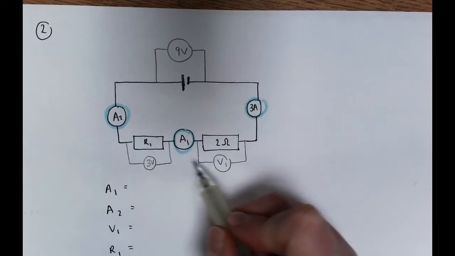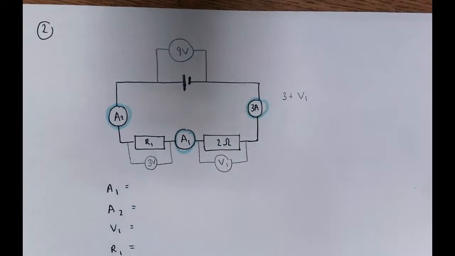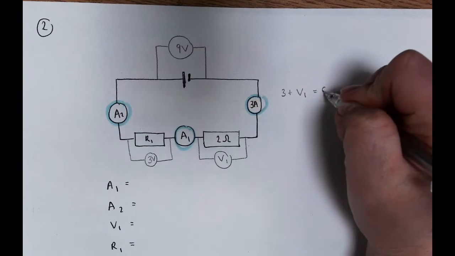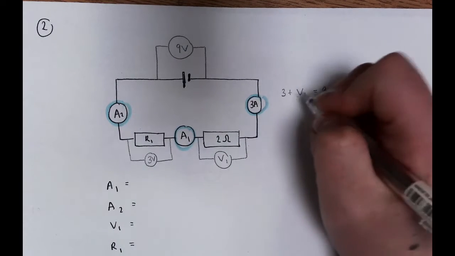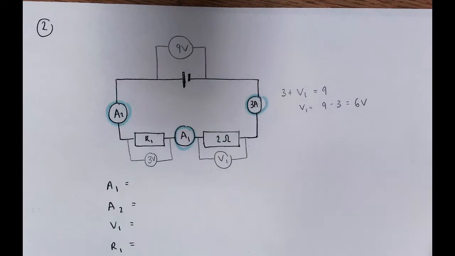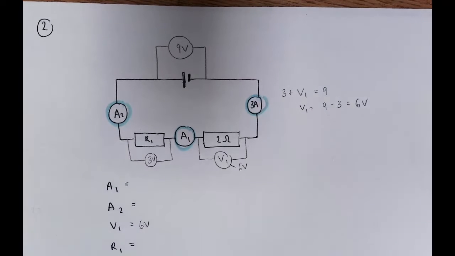So we know that 3 plus V1 is all of the voltage transferred across the circuit, has to equal the voltage gained by the supply, has to equal 9. And so V1 is equal to 9 minus 3 is 6 volts. So this here is 6 volts, and we can list it here.